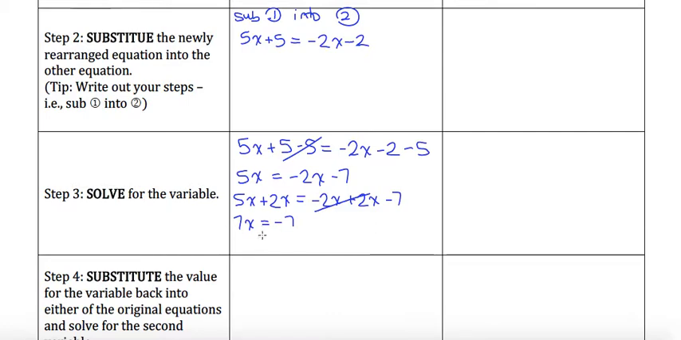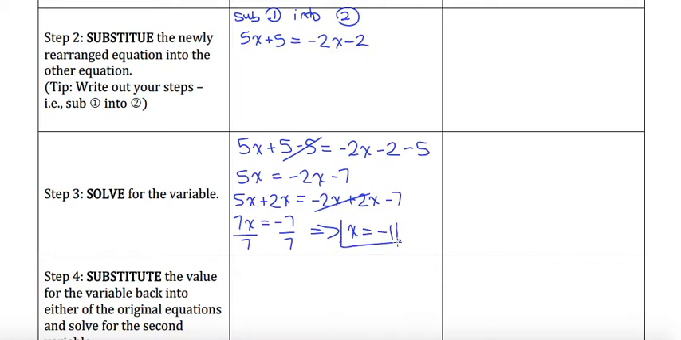The last step is to divide both sides by the coefficient in front of your letter. So divide both sides by 7. 7 divided by 7, I'm just going to draw an arrow here to show that I'm still doing my work. So 7 divided by 7 is 1, so x equals, and negative 7 divided by 7 is negative 1. So isolate, substitute, solve.